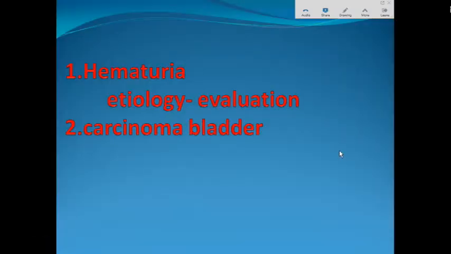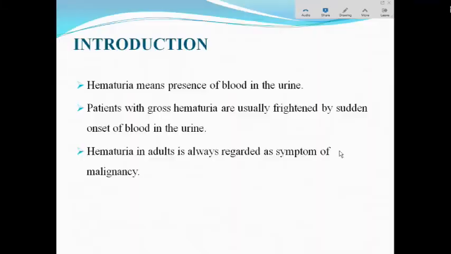So today we'll be dealing with hematuria evaluation and CA bladder. As we have discussed in the past, we will run through signs and symptoms very quickly. Hematuria is the presence of blood in the urine, and in adults hematuria is always regarded as a symptom of malignancy.